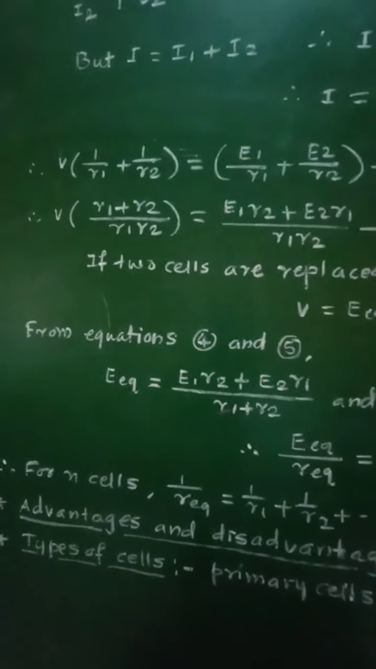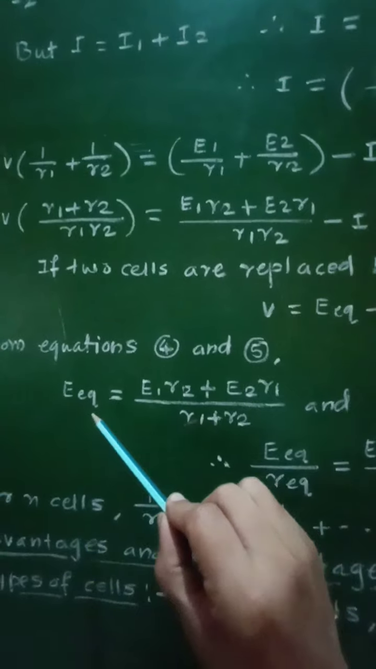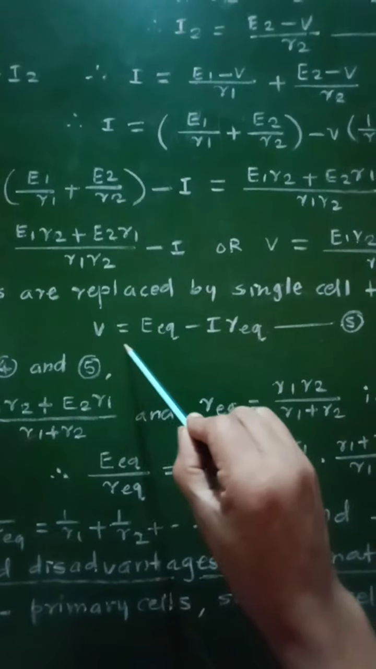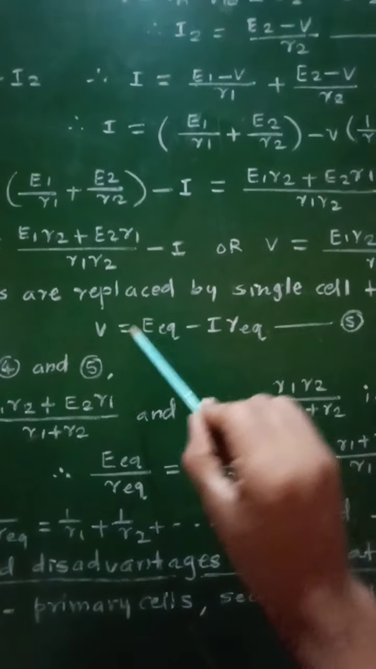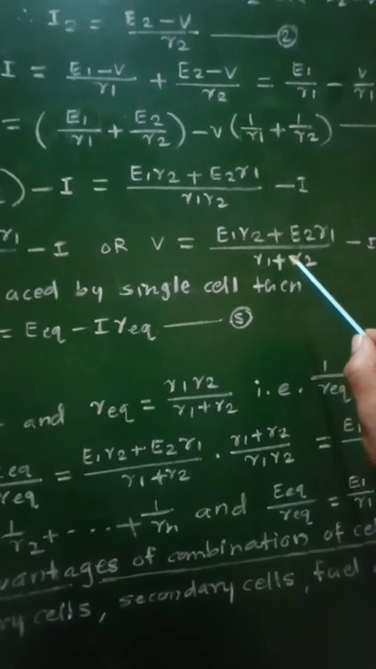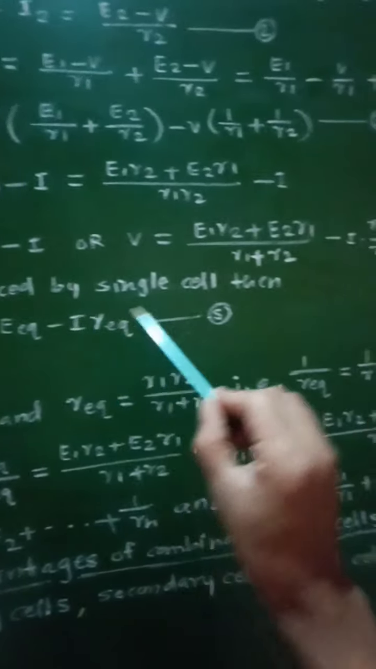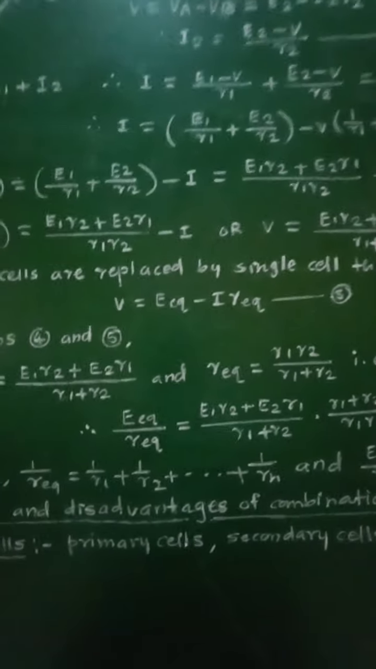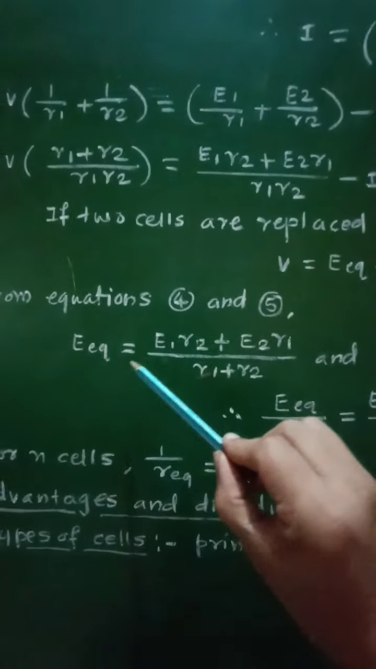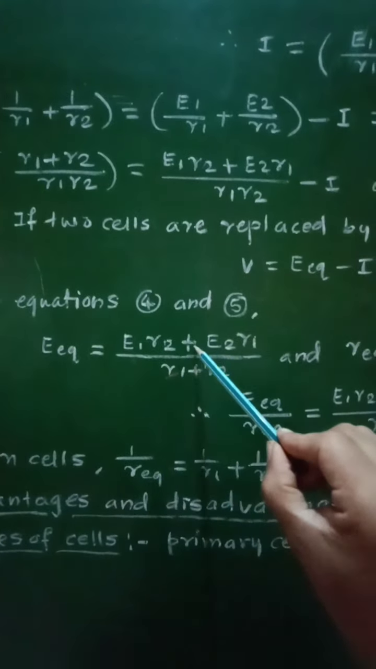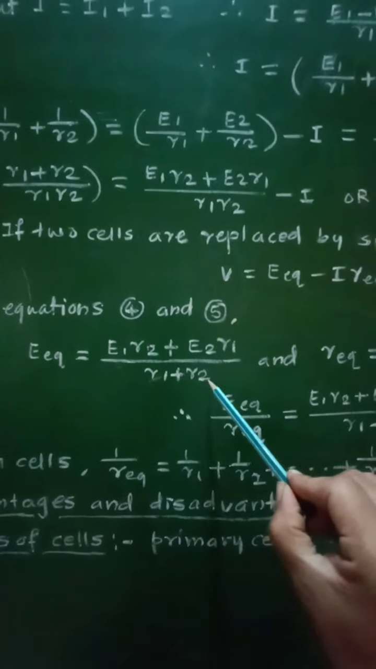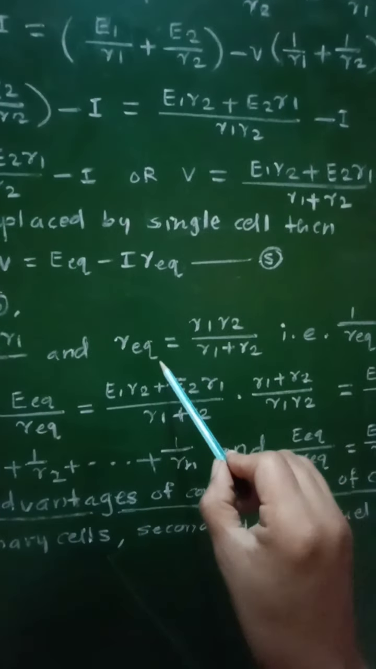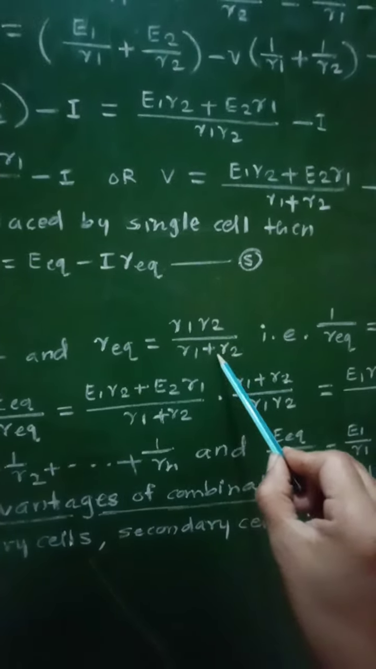From these equations we can write equivalent EMF. Because this is V, this is V, the left side of equations 4 and 5 are the same, therefore the right side must be the same. Therefore this term will represent equivalent EMF and this second term will represent I into R equivalent. Comparing this we can write E equivalent is equal to E1 R2 plus E2 R1 upon R1 plus R2, and R equivalent, that is equivalent internal resistance, will be equal to R1 R2 upon R1 plus R2.